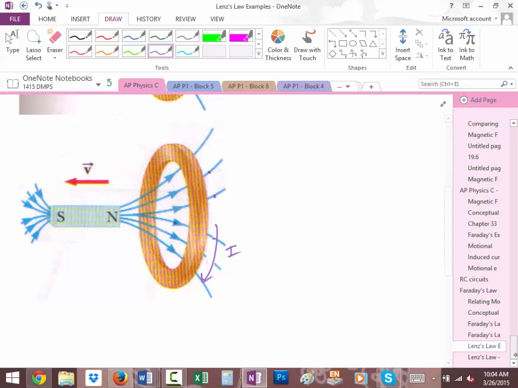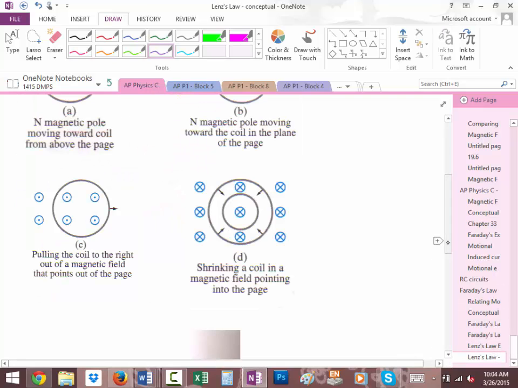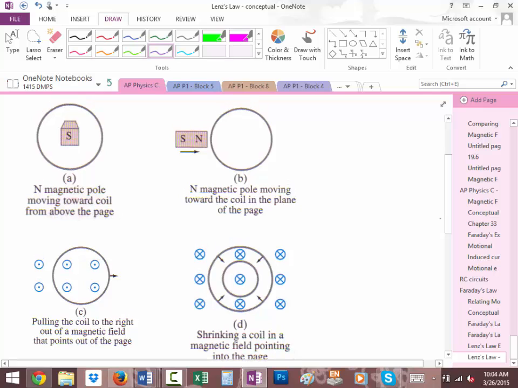Okay. Here's some more. So this first one, the magnet is coming in from above. It's hard to see that, that's why I'm telling you this. North pole is moving toward the coil from above the page. So for each of those 4, I want you to see if you can figure out what direction it's going. Then we'll talk about them all 4 in a second.